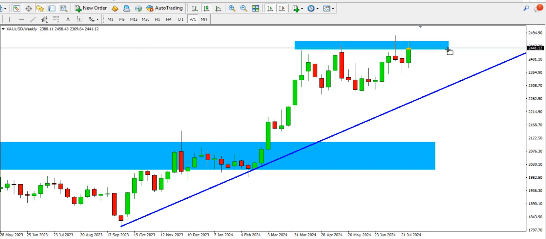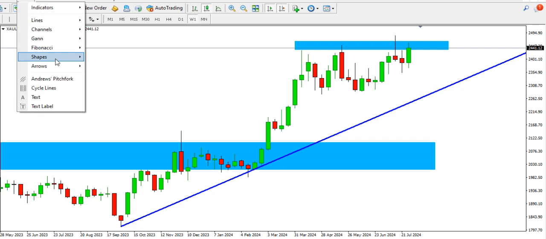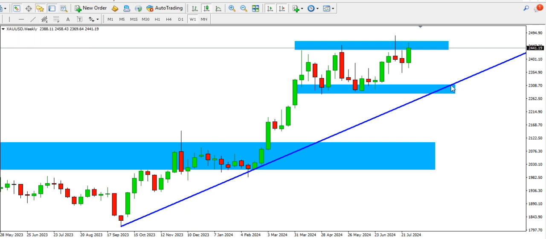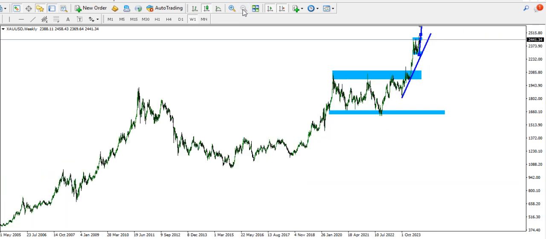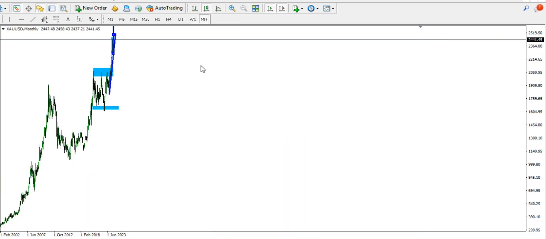I will assume that this range, if price goes up, I will assume this range is done, and we will expect price to move in corresponding heights with respect to this. Where does that lead us? Let's see it on the monthly time frame.